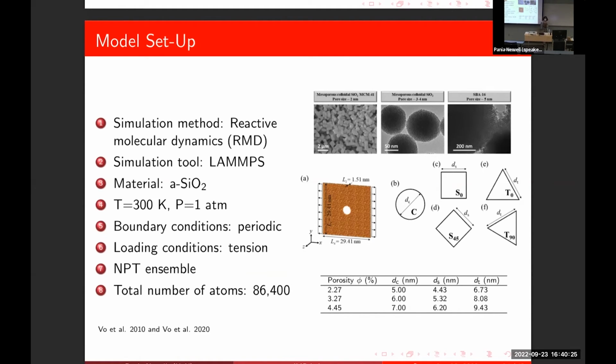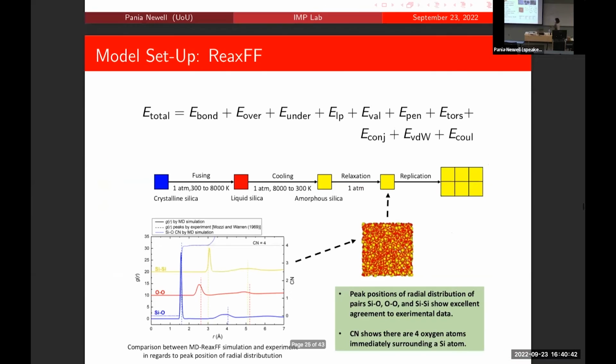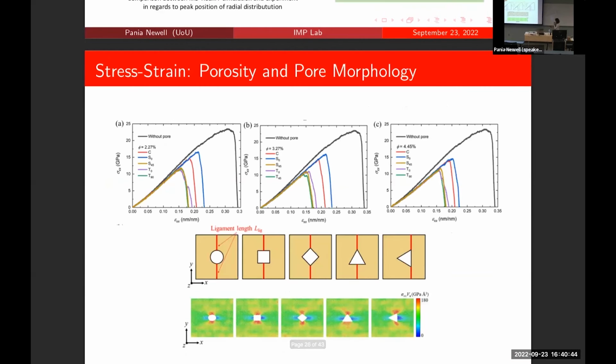Also, removing atoms is not that easy. It's not just that you remove them. You need to make sure that there are not any dangling bonds in there. And we wanted to make sure that we have roughly about 86,400 atoms for all cases. They are rough estimations. Then after that, we look at the simple mechanical response of these systems.